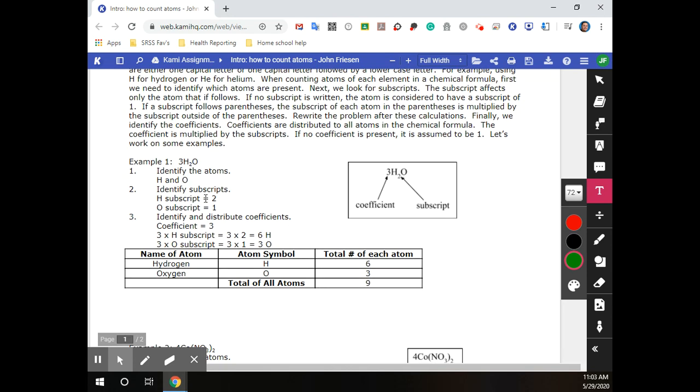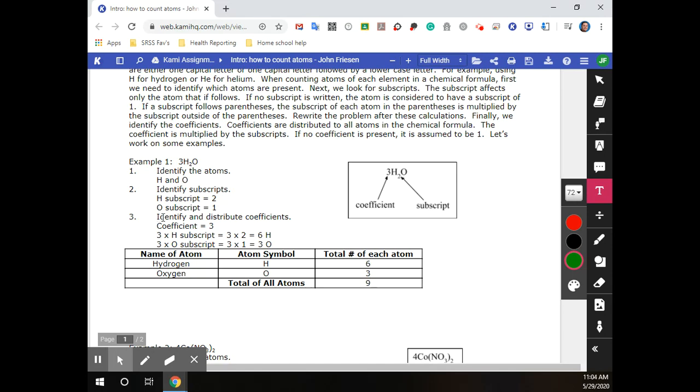So let's continue here. Our example, 3H2O, that's how we would say it. The first thing we need to do is identify the atoms that are present. There's an H and an O, so I write down an H and an O. I happen to have a little table here that helps you visualize what I'm talking about. Hydrogen is an H, oxygen is an O. Then we identify the subscripts of the H and then the O. I have them written down here as 2 and 1, because H has a 2 and O has nothing, which means it's a 1.